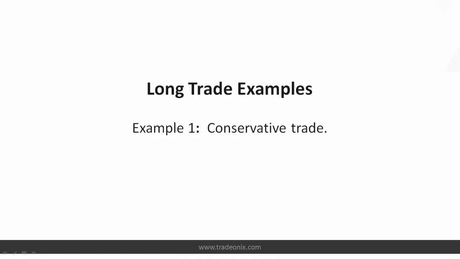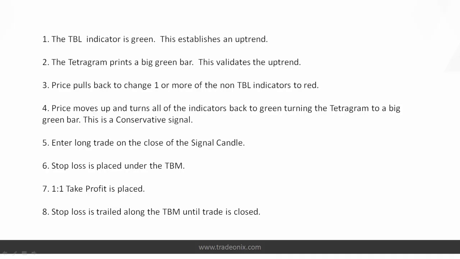Example number 1, a conservative trade. The TBL indicator is green. This is going to establish an uptrend. The tetragram prints a big green bar. This validates the uptrend. Price pulls back to change one or more of the non-TBL indicators to red. Price moves up and turns all of the indicators back to green, turning the tetragram to a big green bar. This will be the conservative signal.